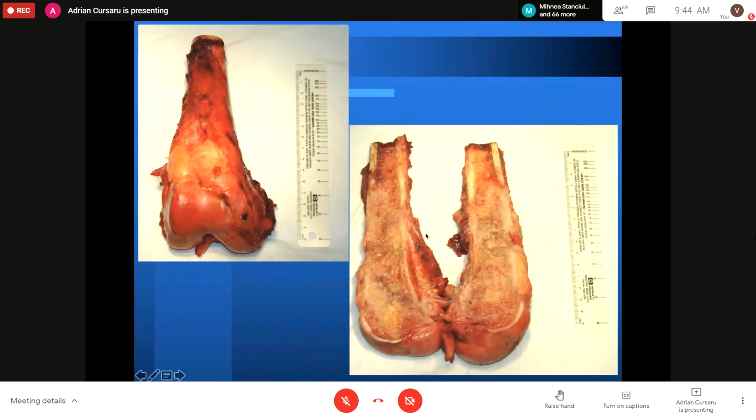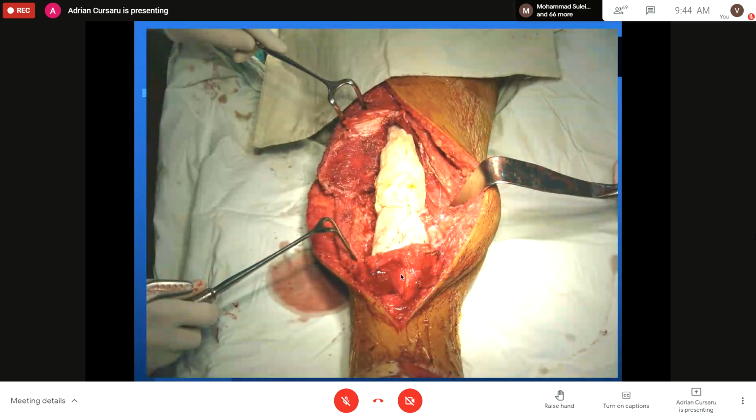You can see here the osteolysis macroscopically. Here we have some holes, and here we have osteocondensation. That's corresponding to the X-rays, the macroscopic one. And this is a reconstruction with cement, that we have made in that case for reconstruction.